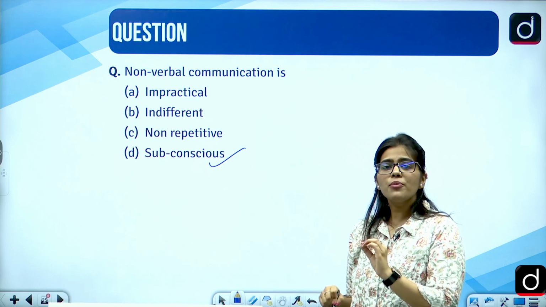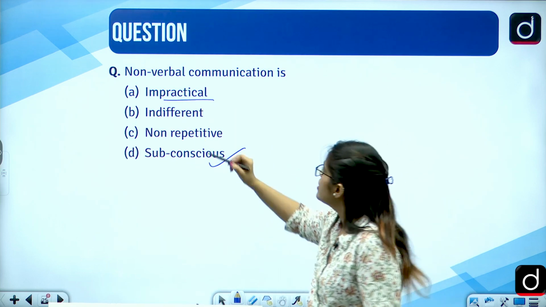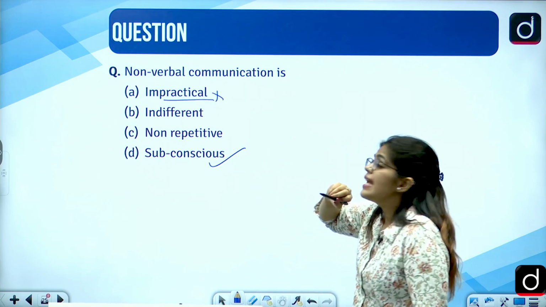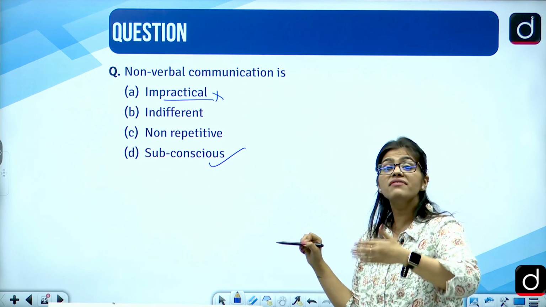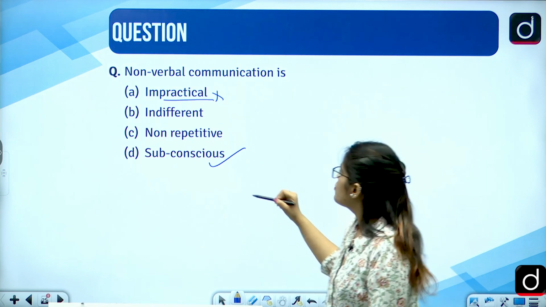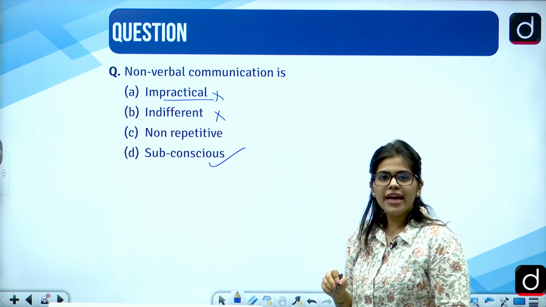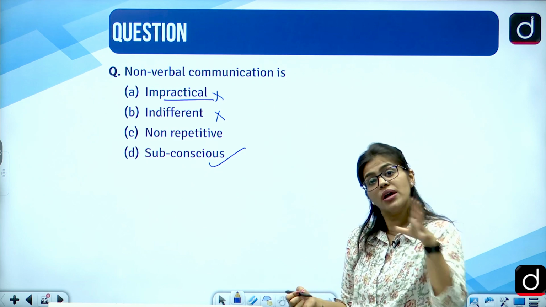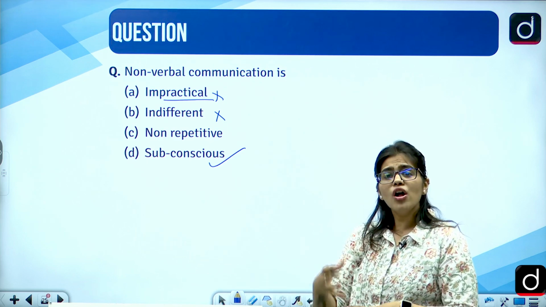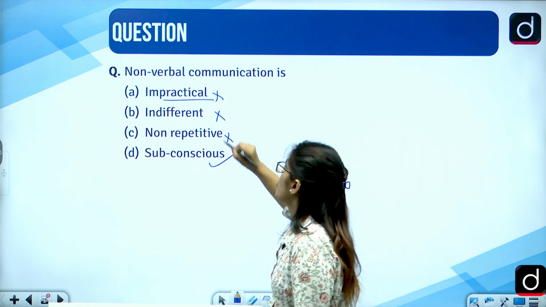Your non-verbal communication should always be practical. So this means A is wrong. Indifferent? Definitely not. You should try to communicate and it should always be in sync with whatever you are talking. So this becomes wrong. Non-repetitive? Again wrong, because you are emphasizing. Sometimes you use non-verbal communication to emphasize something. So it is always repetitive in nature and it holds a lot of importance.